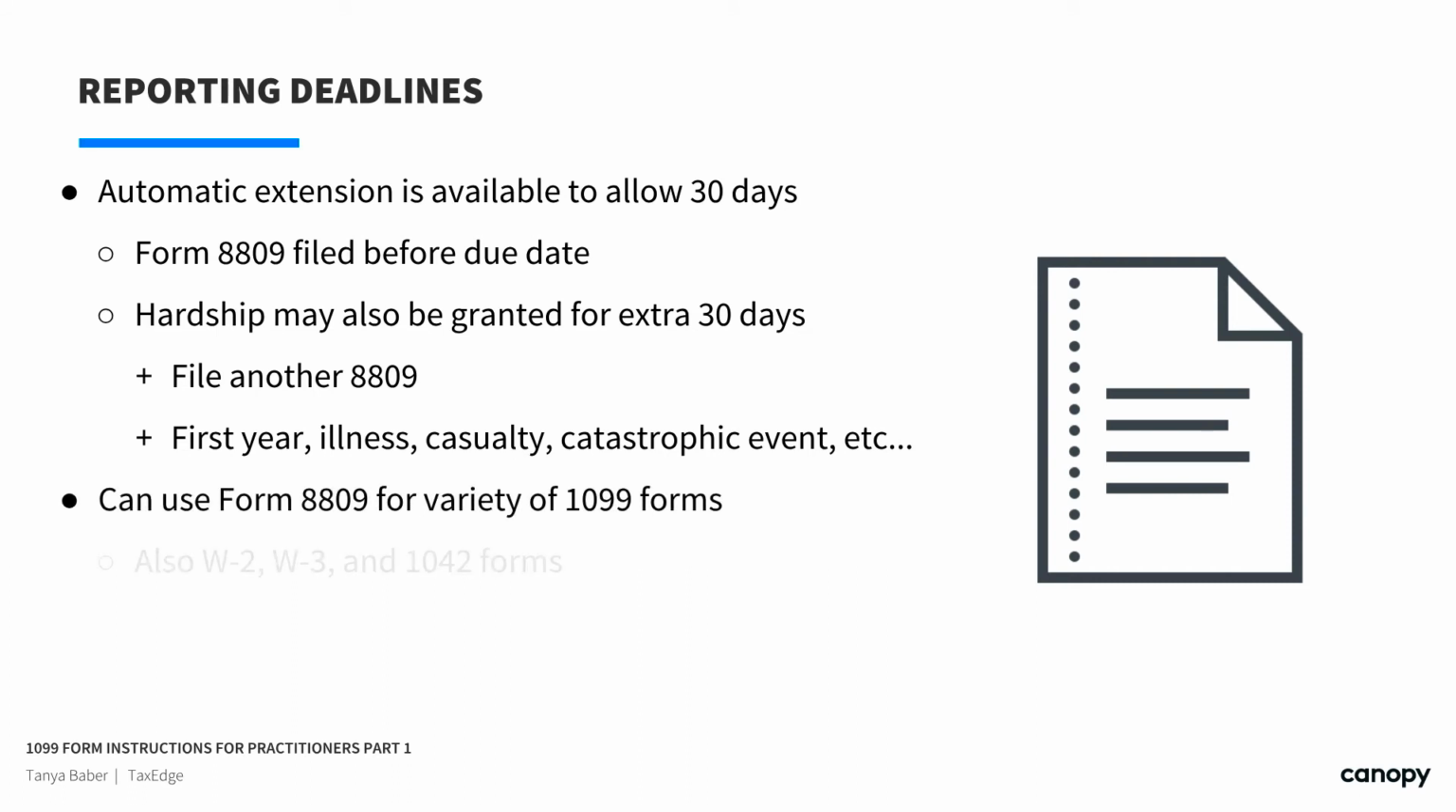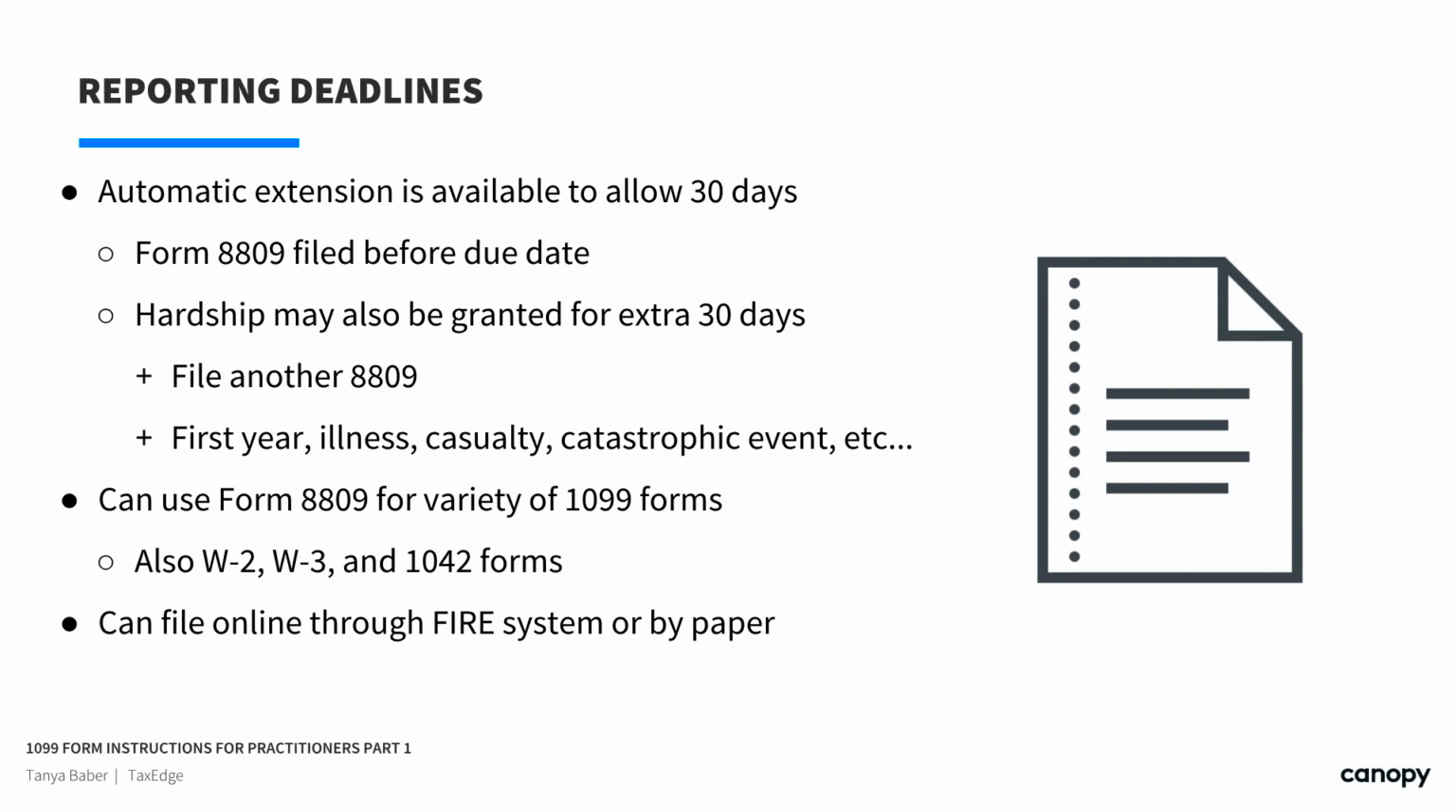You can also use 8809 for a variety of other 1099 forms. I know we just talked about the miscellaneous box 7, but it's a variety of forms, even W-2s. A lot of people may not know you can get an extension on that due date for filing the W-2s with the Social Security Administration, or W-3s, 1042 forms. There's a lot of different ones you can use, and about every type of 1099 is available to have an extension if need be. You can file those online through the FIRE system, and we'll talk about what the FIRE system is, or you can send them by paper. So 2 different ways that you can ask for that extension as well.